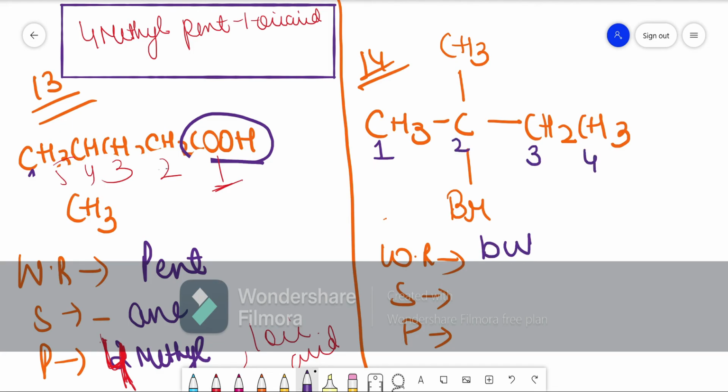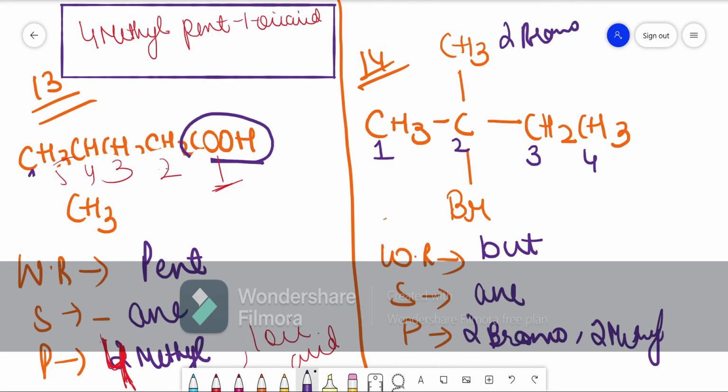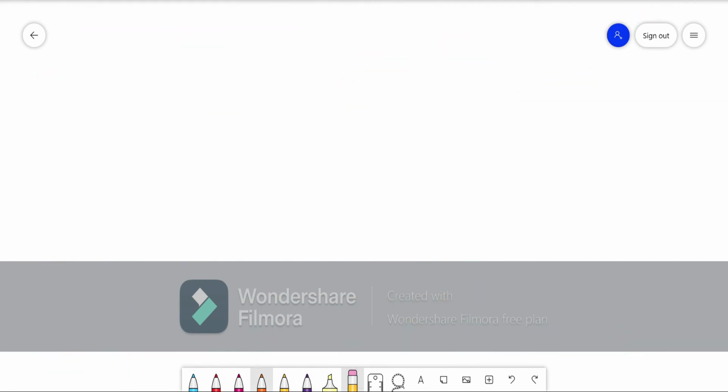Now if I talk about the next one, 1, 2, 3, 4. The word root would be but, and the suffix would be ane because single bonding is present. If we talk about the prefix, it would be 2-bromo and 2-methyl. So 2-bromo, 2-methyl butane. Correct, students? I hope this is clear to you, and sorry for the mistake that I did in the previous one. Now let's move on to the next part of the questions.